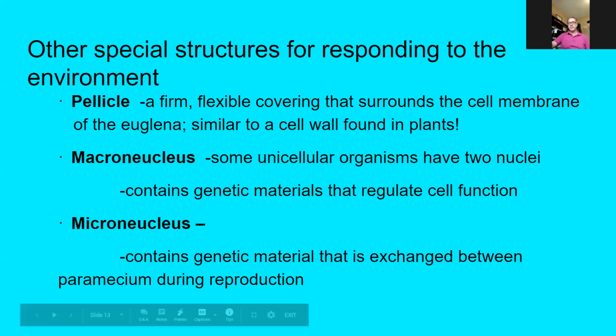through a cell membrane. Some of the other ones that are maybe a little bit less pronounced, but interesting structures that help the unicellular organisms to survive and to conduct all the 7 processes of living things are things like a pellicle. So some of them, like the euglena, have this firm but flexible covering surrounding the cell membrane. It gives it some stability and structure, protection. It's kind of like a cell wall in plant cells.